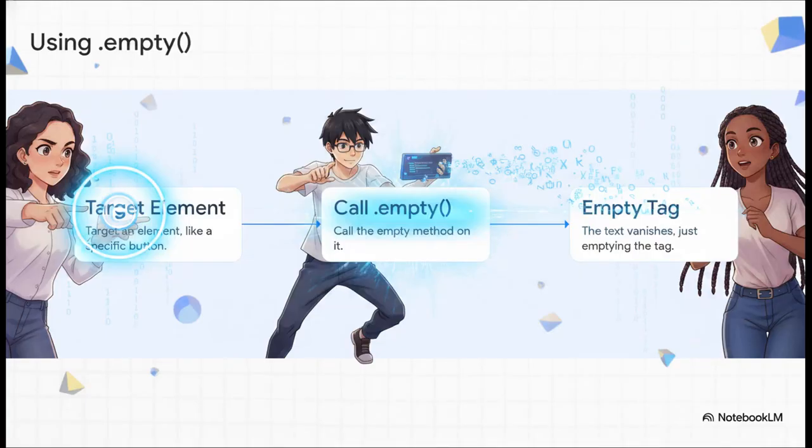So here's the exact workflow in practice. Step 1, you target an element, say a specific button on your page, using its class. Step 2, you just call the .empty method on that button. You don't even need to pass any parameters into it. And step 3, poof, the text inside vanishes. You're just emptying that tag out, leaving a blank, textless button sitting on the screen.